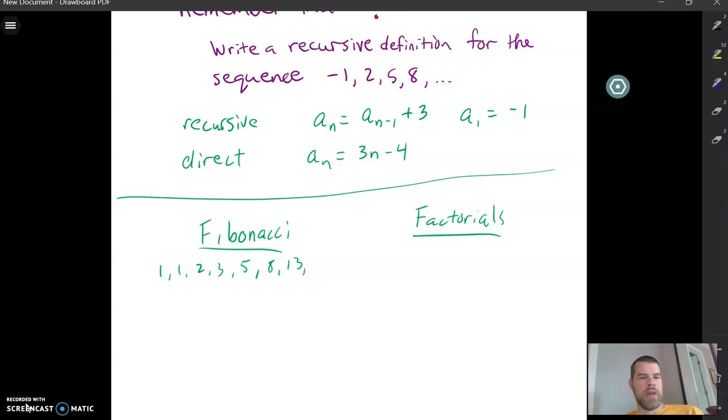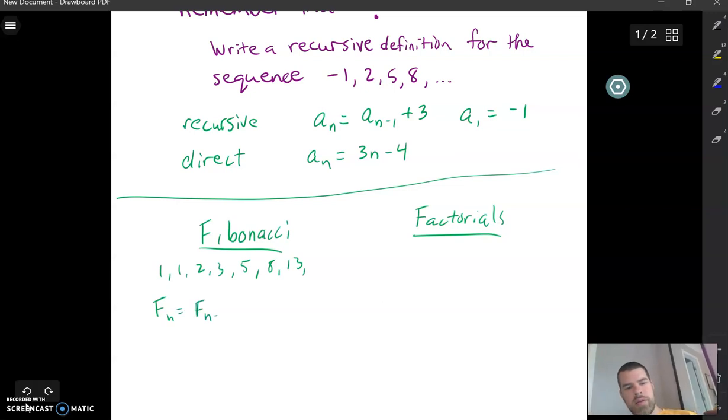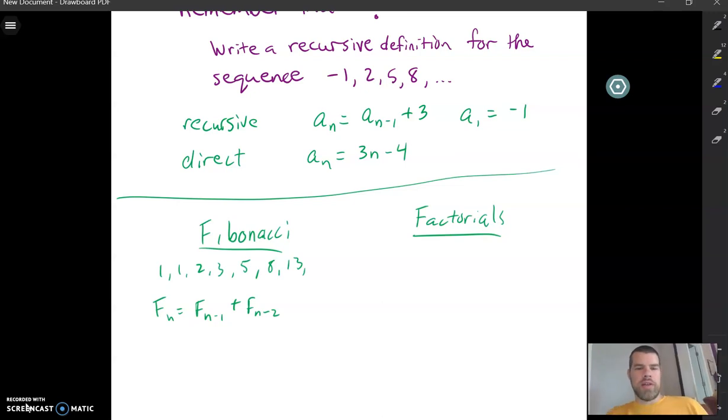If I want the nth number in the Fibonacci sequence, I have to take the n minus 1 number and add it to the n minus 2 number. That's the formula. It's just saying add the previous 2 values. Coming up with a direct formula for the Fibonacci sequence is much, much more involved and confusing. This definition is very easy. Just add those previous 2 numbers and you got it.